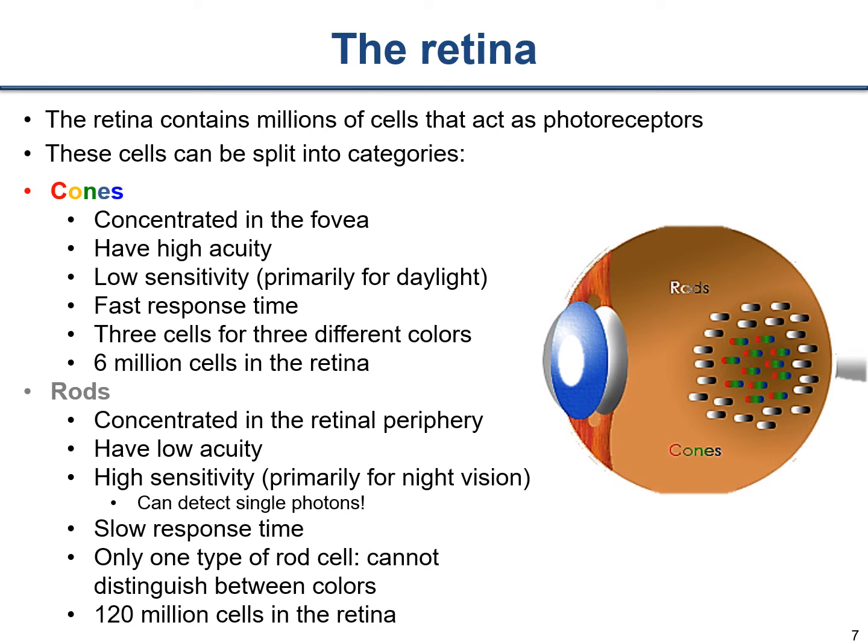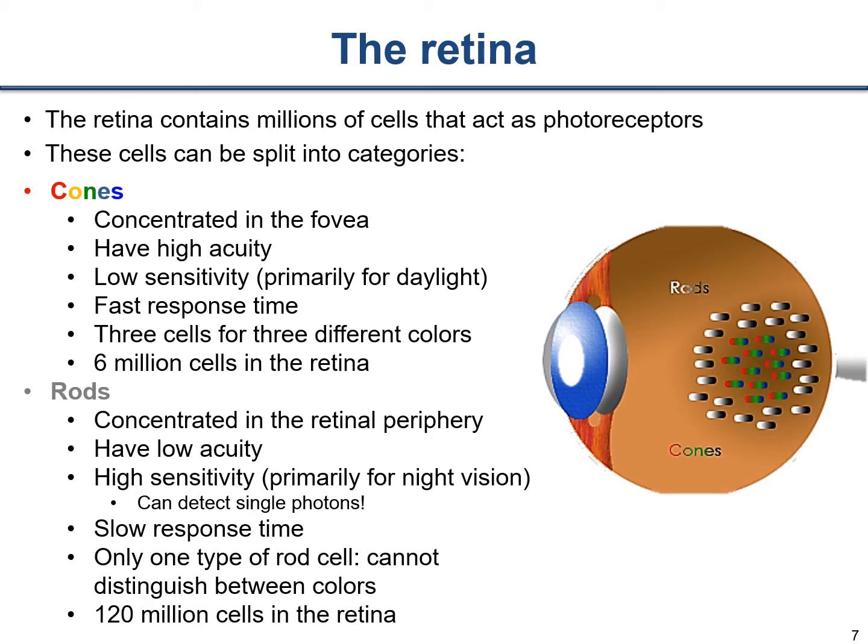So the retina is composed of millions of cells that act as photoreceptors. These are transducing incoming photons into the ionic signatures that travel along the optic nerve to the brain to experience vision. There are different types of photoreceptors: there's rods and there's cones.